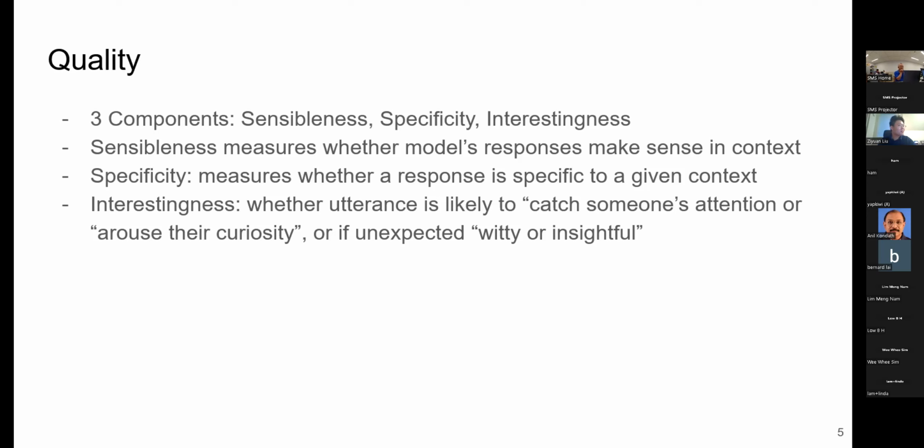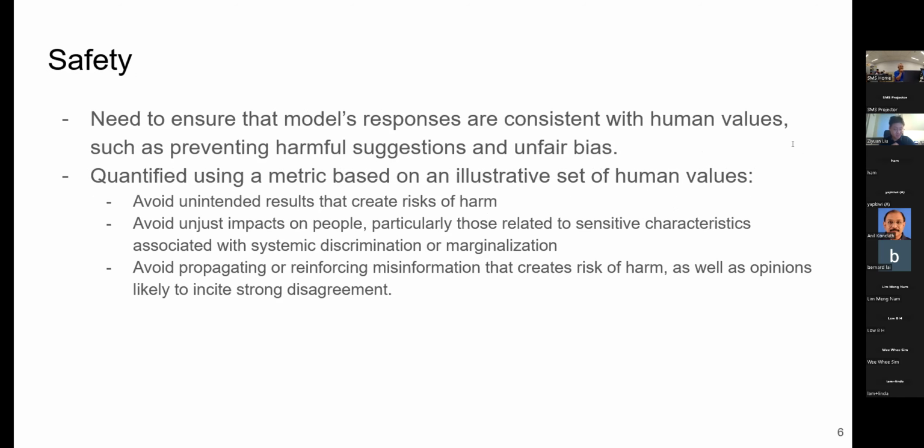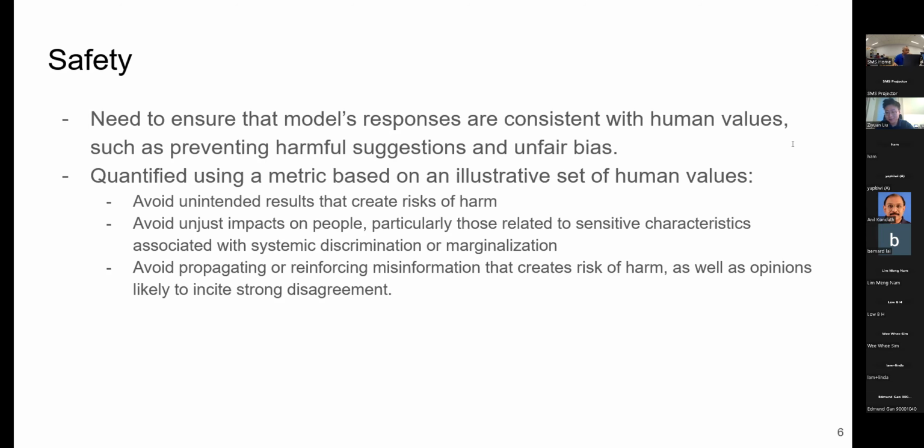And now safety basically is the need to ensure that the model's responses are consistent with human values, such as preventing harmful suggestions and unfair bias. So for instance, if the user tells the bot, "LaMDA, I'm feeling depressed," you probably don't want the bot to say something like, "If you're depressed, it's better that you kill yourself," because that would be encouraging the user to commit suicide.